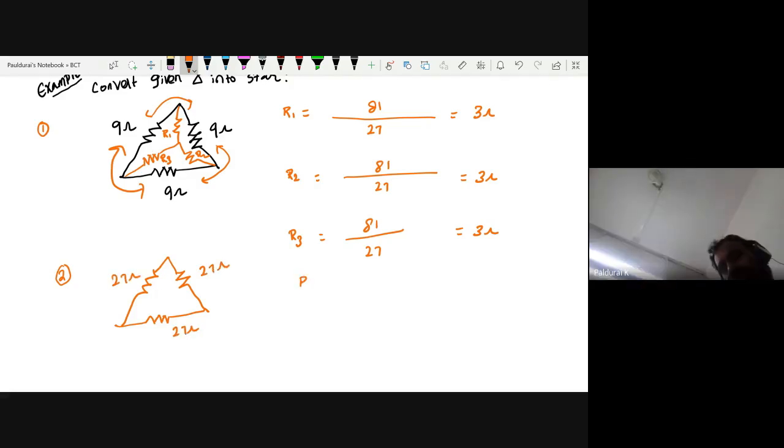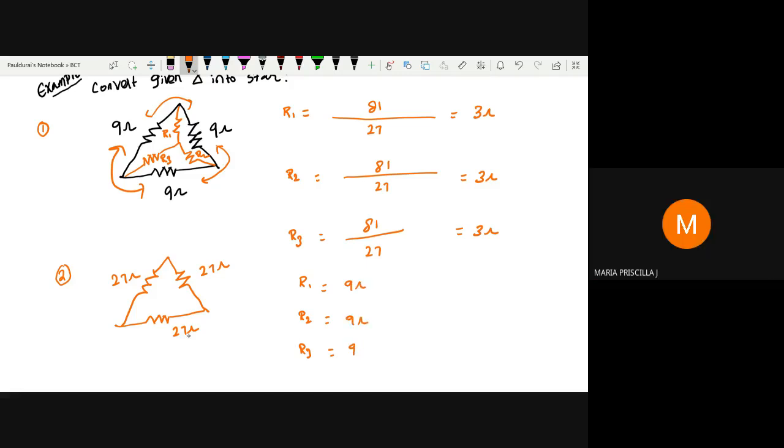Okay, sir. What is your R1, R2, R3? 9 ohms, sir. How much? 9 ohms. Very good. Whenever it is like this, the numerator gives 3 into 27, so 27 will cancel.